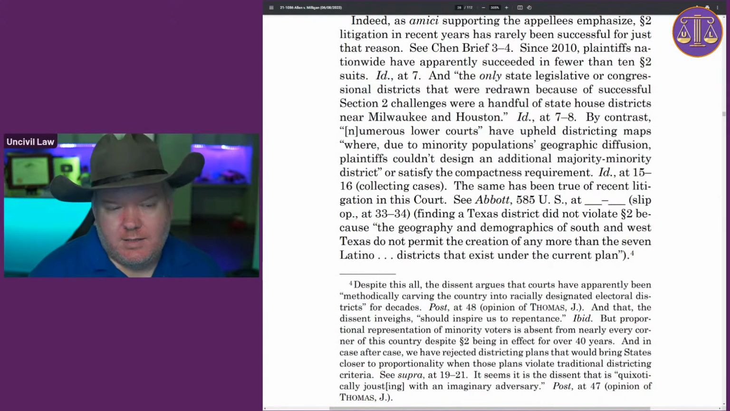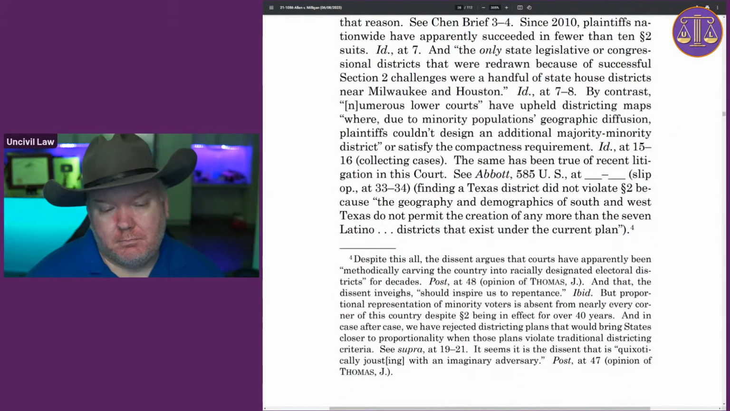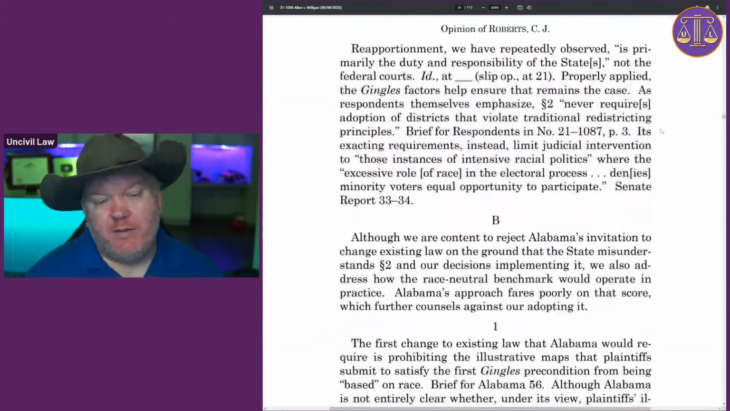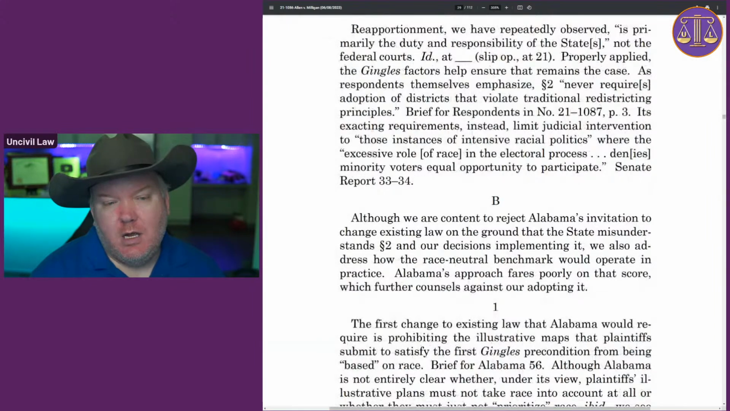Okay, fine. The same has been true of recent litigation in this court that found a Texas district did not violate the law because the geography and demographics of South and West Texas do not permit the creation of any more than 7 Latino districts beyond those that exist under the current plan. Reapportionment, we've observed, is primarily the duty of the states, not the federal courts. Properly applied, the factors help ensure this remains the case. As respondents themselves emphasize, Section 2 never requires adoption of districts that violate traditional redistricting principles. Its exacting requirements instead limit judicial intervention to those instances of intensive racial politics where the excessive role of race in the electoral process denies voters equal opportunity to participate.